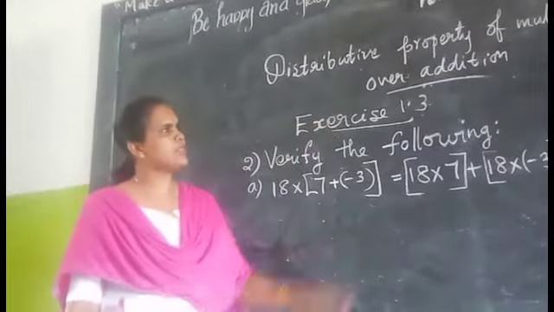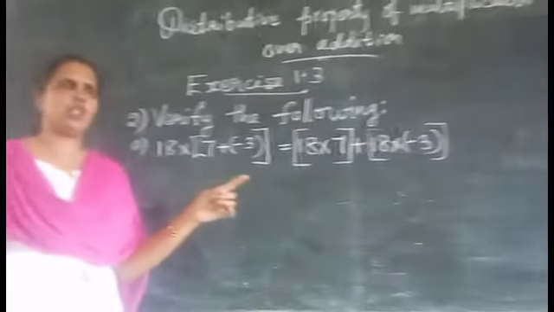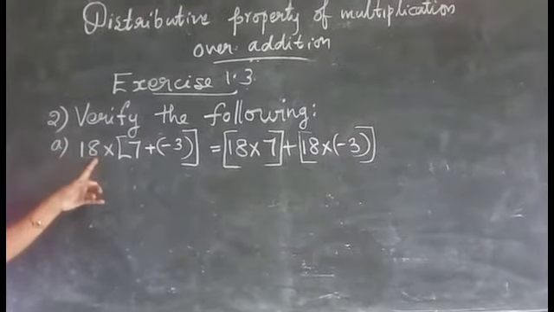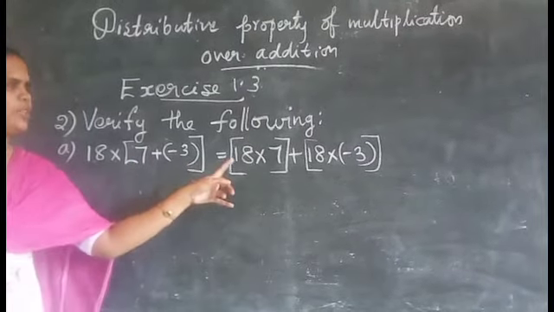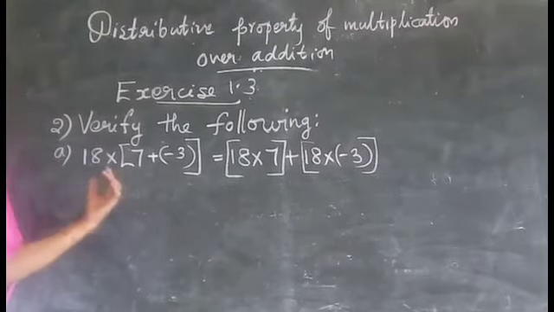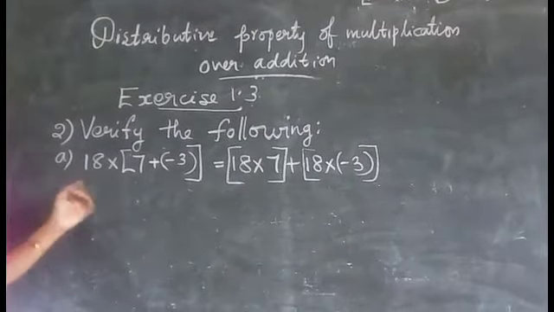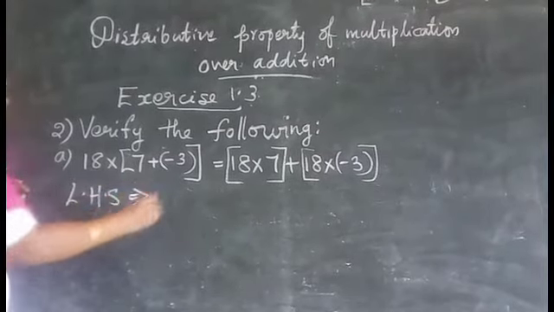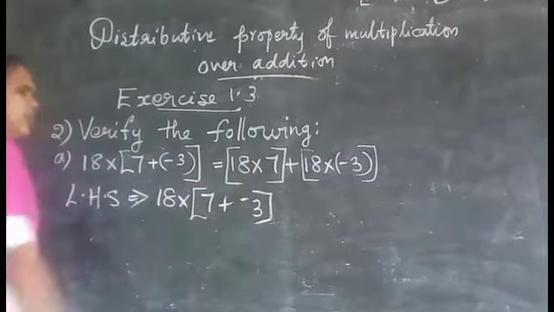Then we can discuss exercise 1.3, second problem. Verify the following. Question number A: 18 into (7 plus negative 3) is equal to 18 into 7 plus 18 into negative 3. Here also there are two sides, LHS and RHS. First we find the value of LHS. LHS is equal to 18 into (7 plus negative 3).